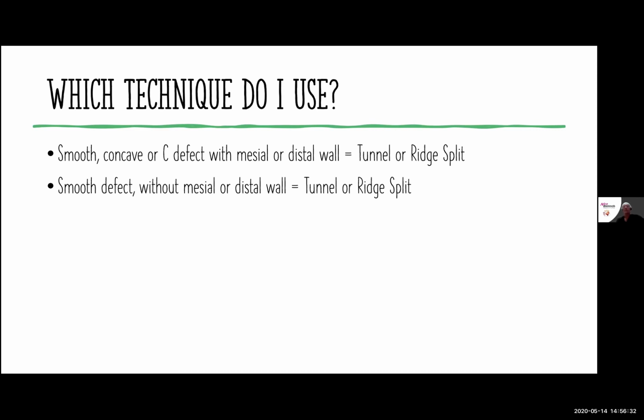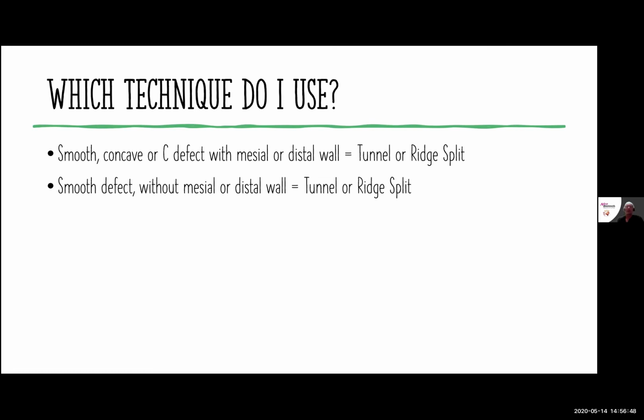If I have a smooth defect, in other words, that it is not a C, it's a distal extension, where I have a smooth defect that runs the entirety of the posterior area of the jaw or the anterior area, then I'm going to use a tunnel technique as my first choice with that.